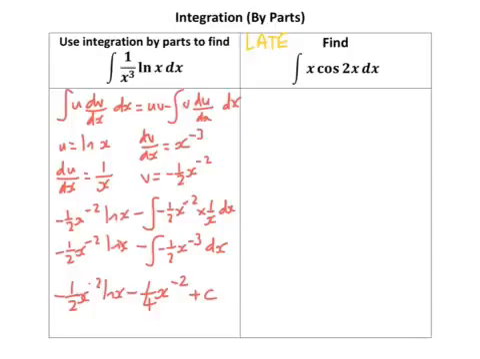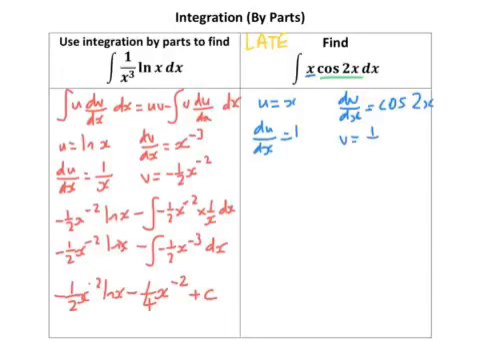Okay, looking at the second one, I'm not going to rewrite the formula again, but I've got to decide what bit's got to be u. Now I've got algebra here and I've got trigonometry here, so a comes before t, so u's going to be x, and so look at this, du/dx equals 1. Hooray, that's going to be handy, I can tell already. dv/dx is going to be cos 2x, so therefore v is going to be a half sine of 2x.